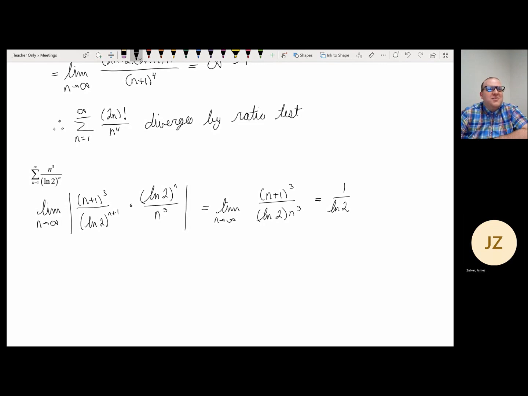Oh, let's not use calculators. So we have a less than 1. We have a greater than 1. You're just playing devil's advocate. Oh, I said no calculator.